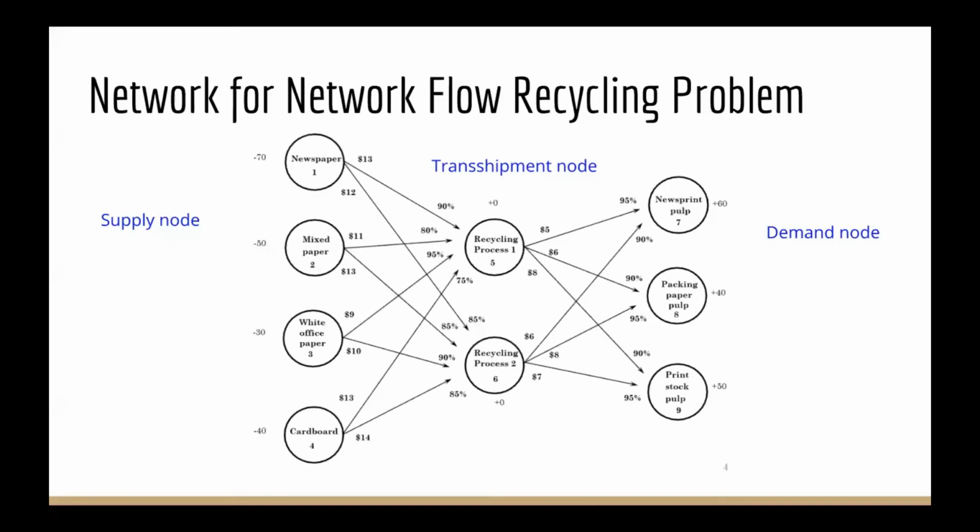And this is the network for the network flow recycling problem. Here we have a supply node on the left side with the cost and yield. In the middle are transshipment nodes, which are 2 recycling processes, and here are some costs associated with the recycling transshipment nodes. In this network, our goal is to minimize the total cost in the entire recycling process, and we want to determine how many tons the supply nodes send to the demand nodes.